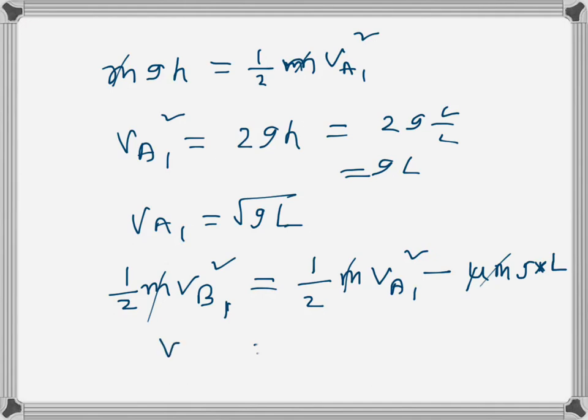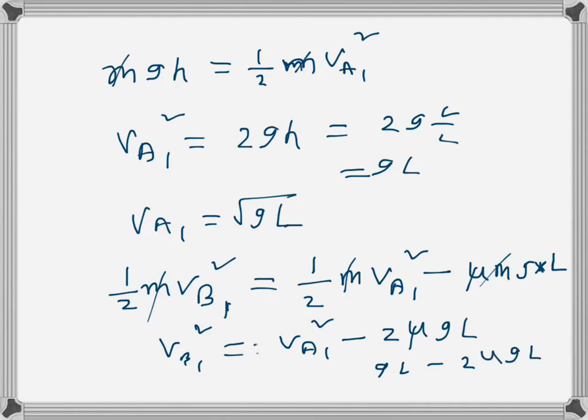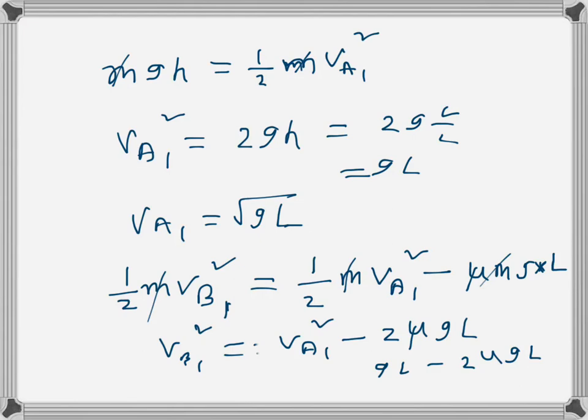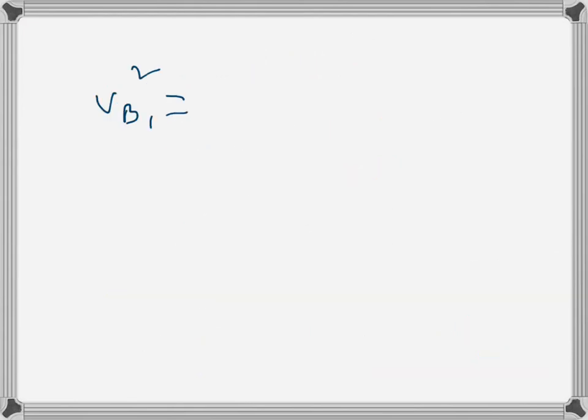That way I will get VB1 square will be VA1 square minus 2 mu GL. So VA1 square is GL minus 2 mu GL, mu is 0.2, so that's 0.4. So it's still a positive value, which is good. That means it reaches point B, and the velocity there, let's say the velocity there is GL minus 0.4 GL, so 0.6 GL.